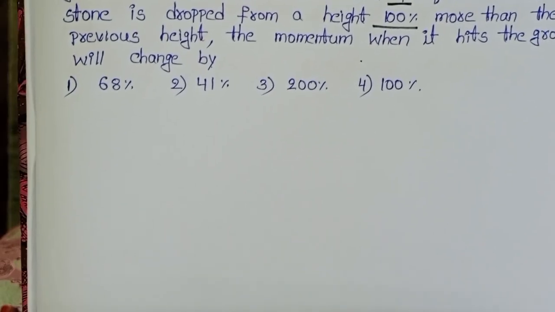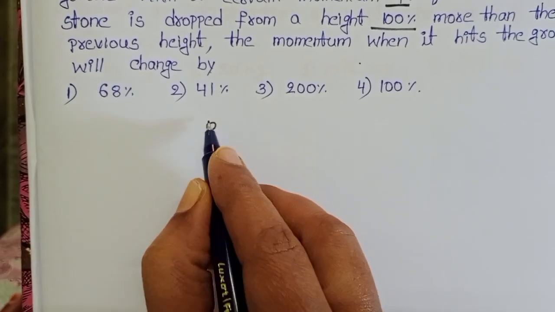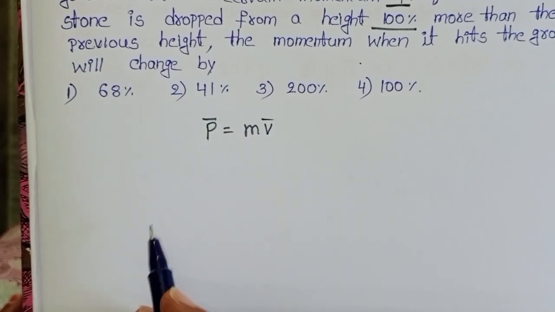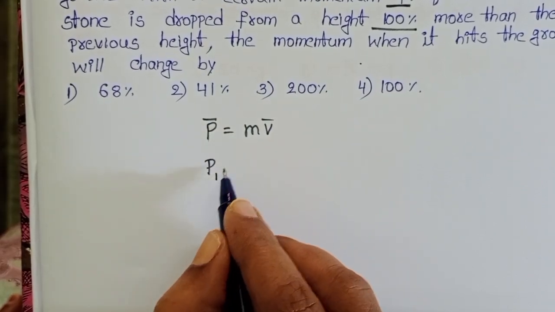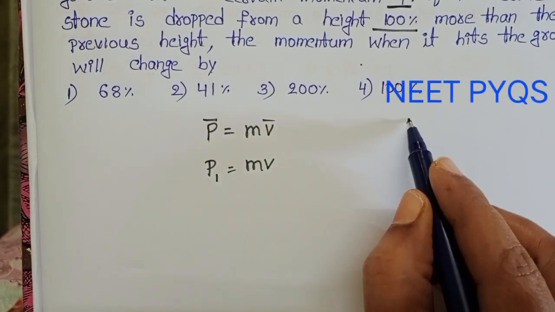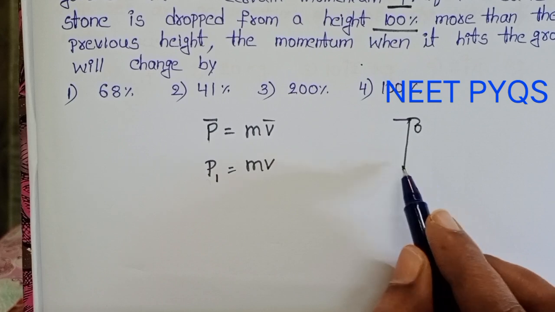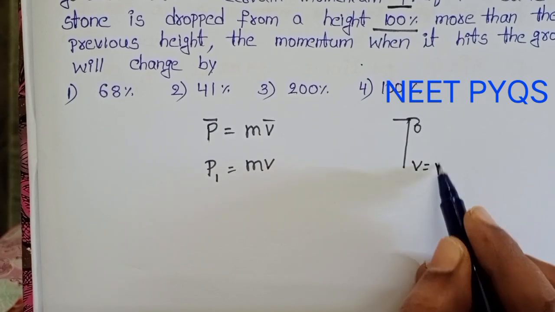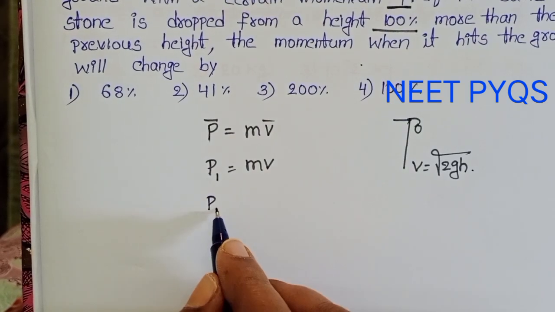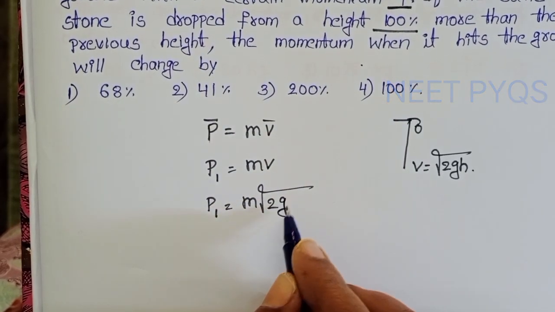So initially stone is dropped from a height h. Momentum p is equal to mass into velocity. Initial momentum p1 is equal to mv. The stone is dropped from a height. The final velocity when it reaches the ground, v is equal to square root of 2gh. Momentum p1 equals m into square root of 2gh.